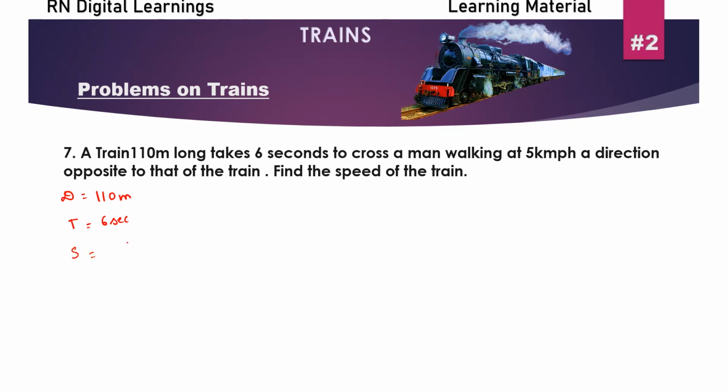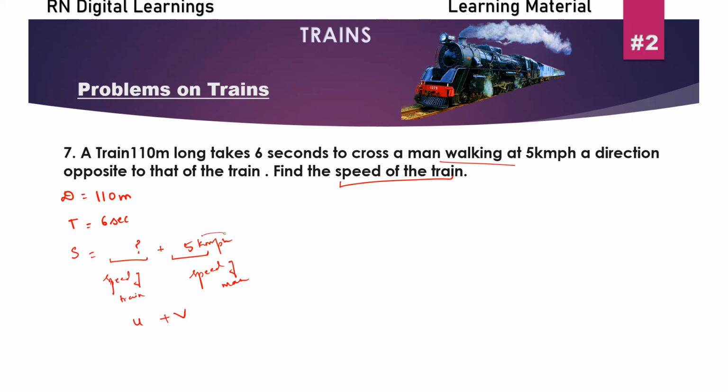Now we are talking about the speed of a man as well as the speed of train, correct? Now they have mentioned only the speed of a man. So this is speed of train and speed of man, and the speed of the man they have given as 5 km per hour, and they are telling us to find the speed of the train, correct? Now let's assume this is our u and this is our v.